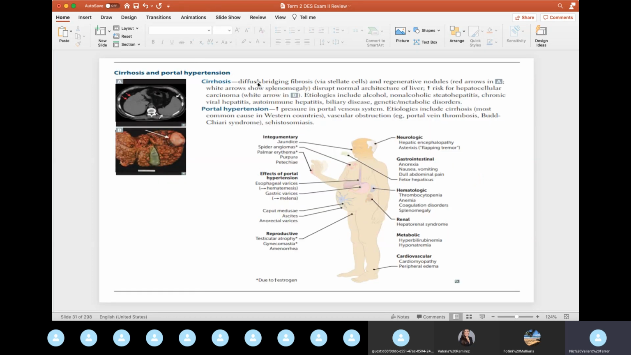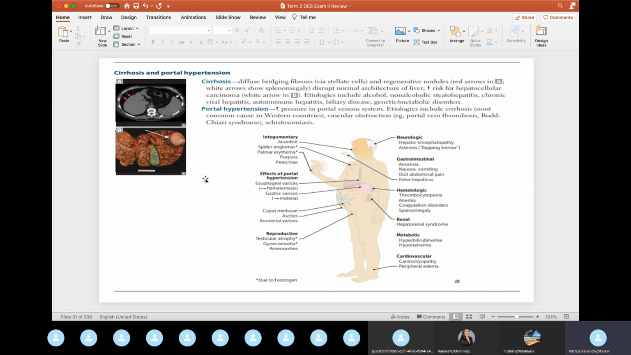Another high yield: cirrhosis and portal hypertension. Cirrhosis is diffuse fibrosis. What causes cirrhosis? Your Ito cells, your hepatic stellate cells. They secrete TGF-beta, and you have regenerative nodules that disrupt the normal architecture of the liver. So what if I have cirrhosis? You have an increased risk for hepatocellular carcinoma. Look at this portion here, the image on the lower left: hepatocellular carcinoma.